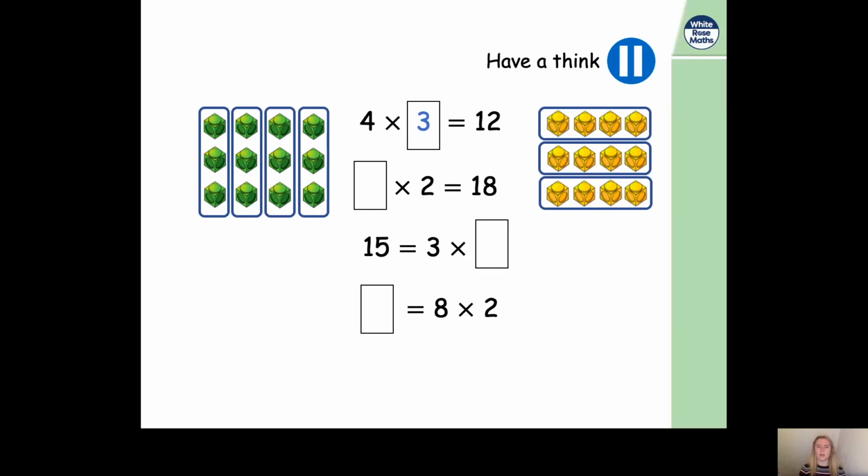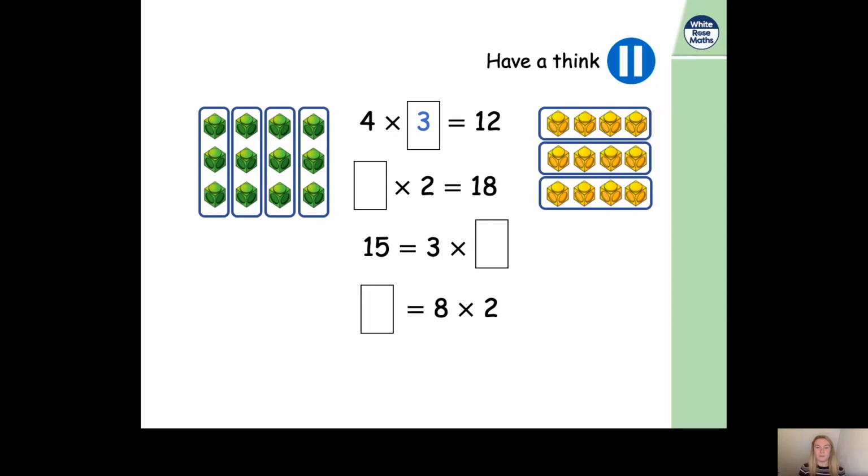Okay, so here are some other multiplication sentences. Now, if you have some objects at home that you can use, even if it's pieces of pasta, this might help you. So pause the video now and see if you can fill in the missing numbers.